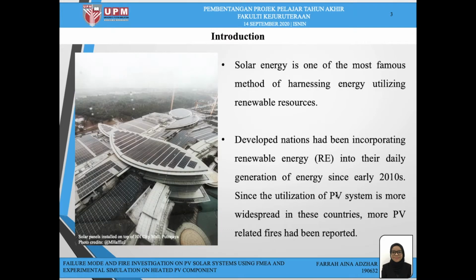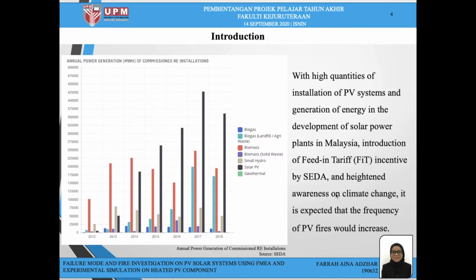I am really passionate about this topic because solar energy is one of the most famous methods of harnessing energy utilizing renewable resources. Developed nations have been incorporating renewable energy into their daily generation of energy since the early 2010s. Since the utilization of PV systems is more widespread in these countries, more PV-related fires have been reported. With the high quantities of PV system installations and energy generation in Malaysia, we could expect that the frequency of PV fires would also increase in the years to come.